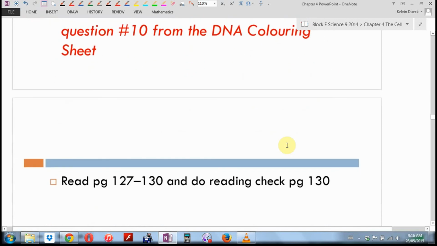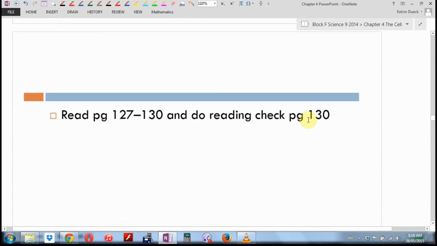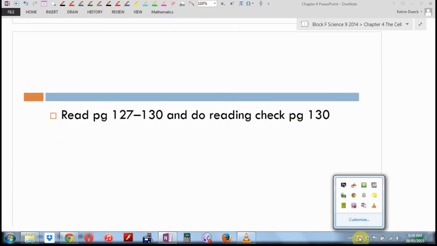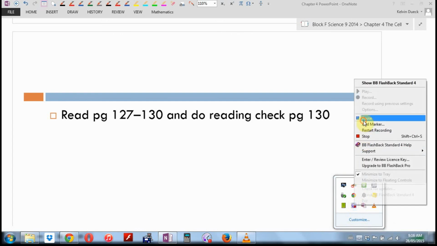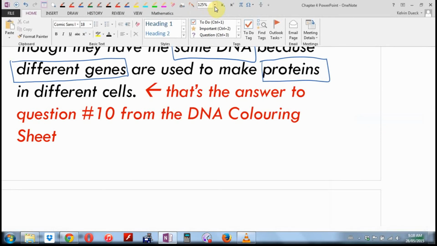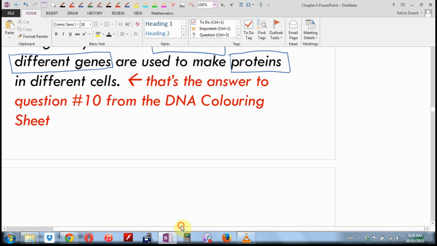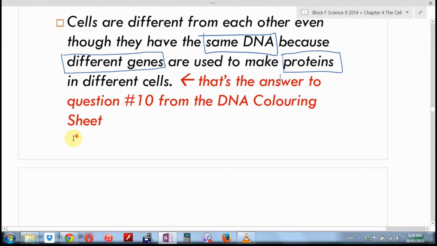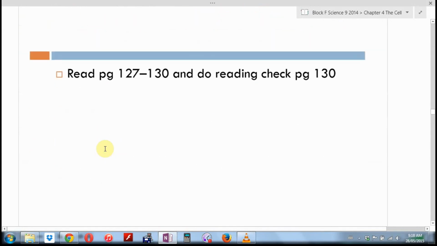I wrote down here, do the reading check on page 130. We're just going to do it orally. Let me hit pause. Continuing on. About 5 more minutes, we should be done. We did it together. But you certainly can read this because I haven't covered every single detail.